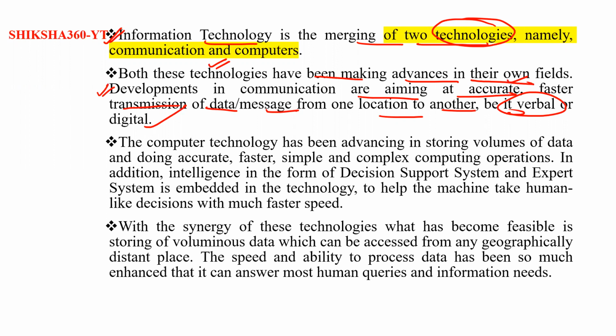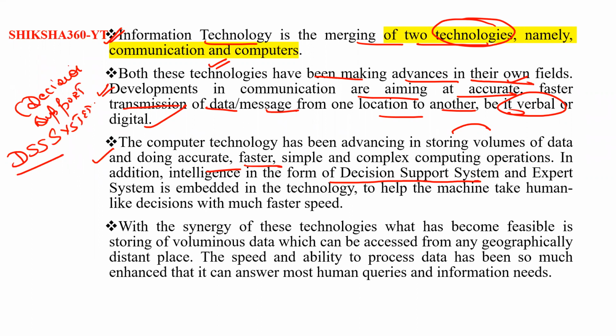Earlier we discussed the communication technology, now we will discuss the computer technology. The computer technology has been advancing in storing volumes of data and doing accurate, faster, simple and complex computing operations. In addition, intelligence in the form of decision support system, DSS, is included. You have to remember that DSS stands for decision support system. All are easy things, you just have to go through them once.